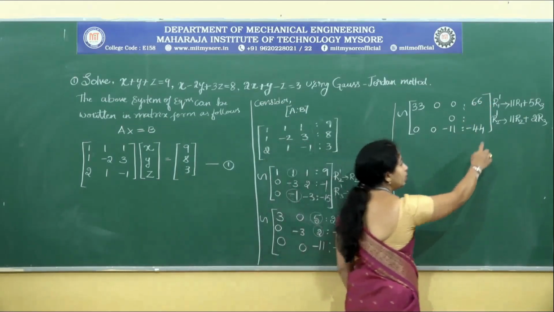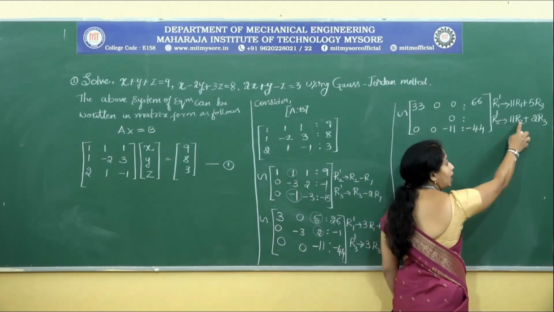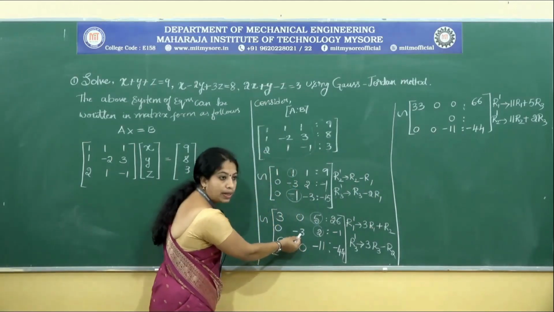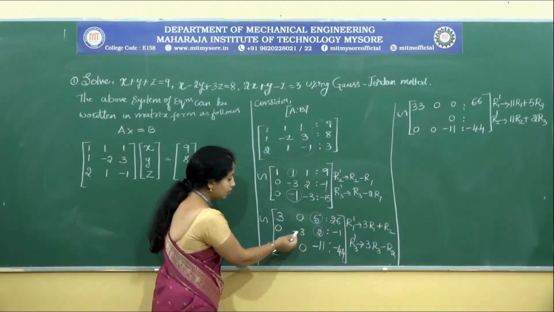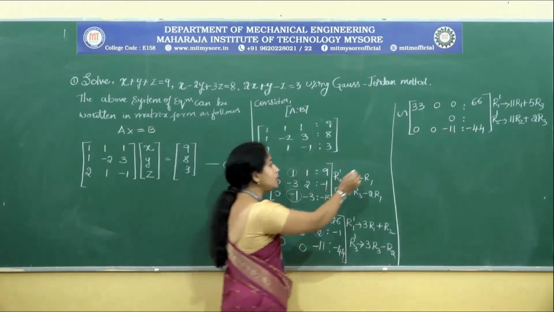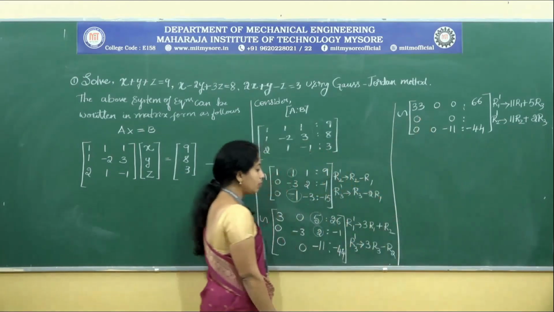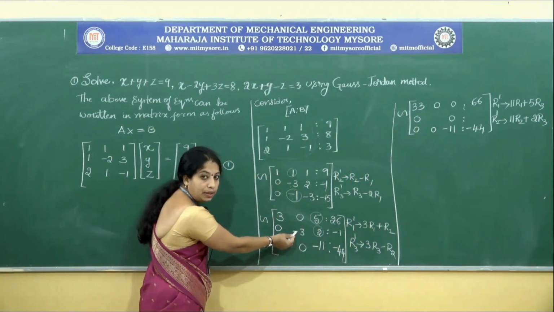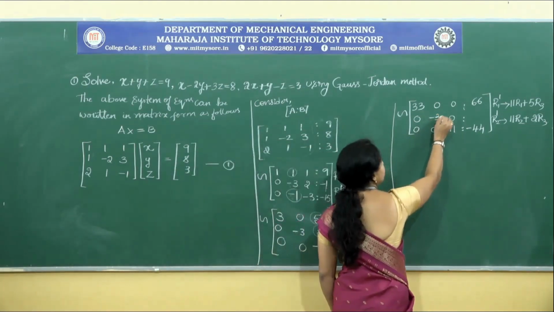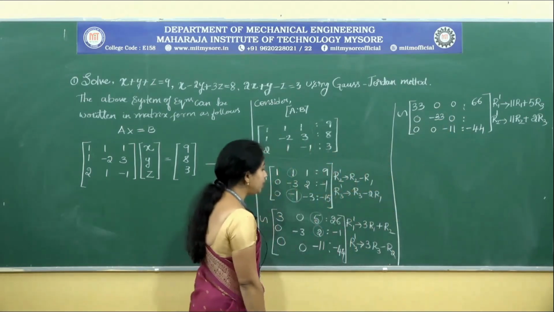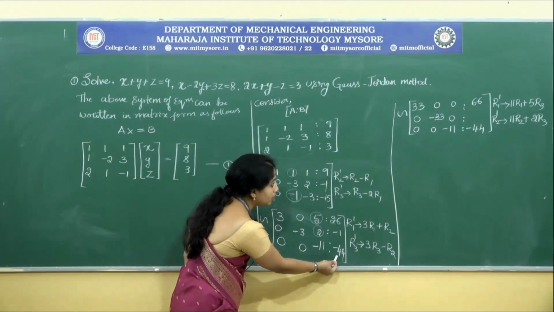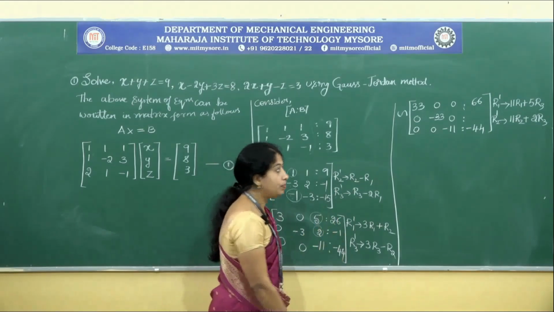See the next row operation, R2 dash is 11 R2 plus 2 R3. 11 R2 means 11 into minus 3 is minus 33. See the first one, 11 R2 plus 2 R3, that is 0. The first element is 0. 11 R2 means 11 into minus 3 plus 2 times 0, you will get minus 33. See the last element, 11 into minus 1 plus 2 times minus 44, you will get minus 99.